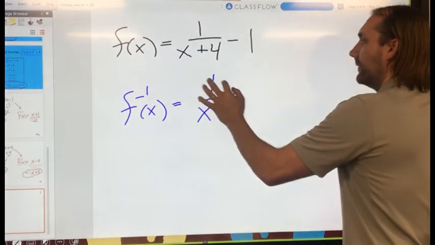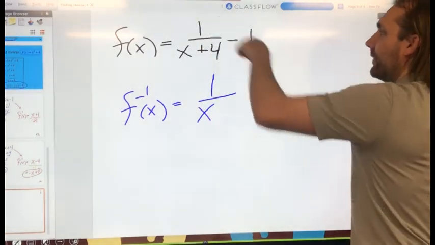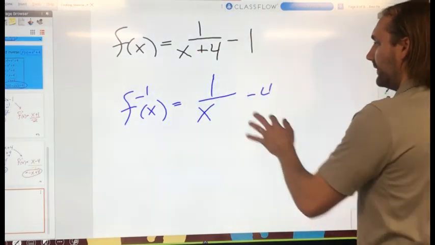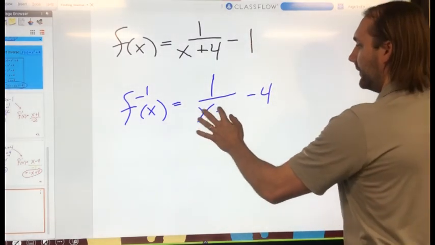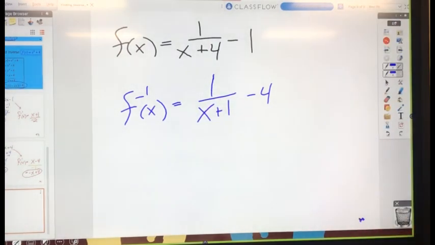Now let's look at the numbers. This is what you would consider inside. So notice it's inside here with my fraction. So what's the opposite of plus 4 inside? Minus 4 outside. What's the opposite of negative 1 outside? Plus 1 on the inside. And when I say inside, it means the denominator with the x.